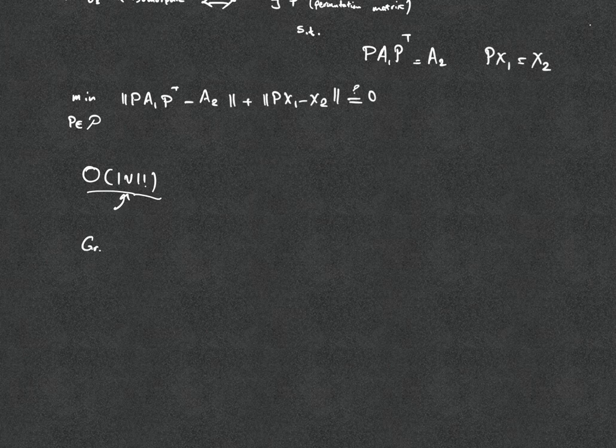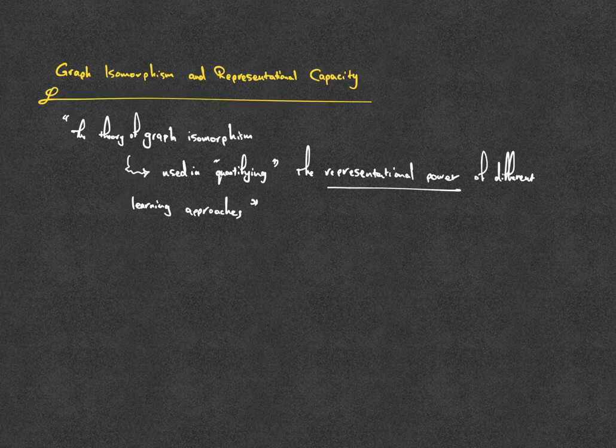Now the thing to note here is that graph isomorphism is an NP-intermediate problem, meaning that it is known that it is not NP-complete, but there is no general polynomial time algorithm that can solve it. However, there are many approximate algorithms, like the WL algorithm that we've discussed before, that can approximately try to solve this.